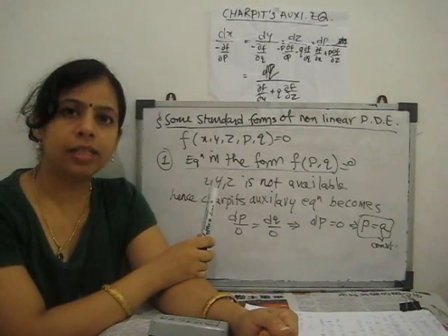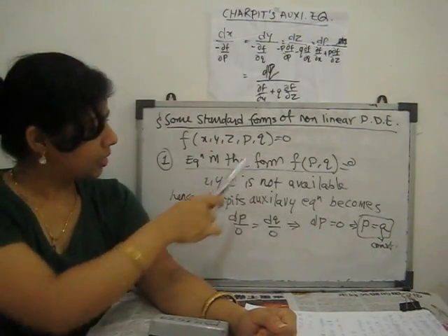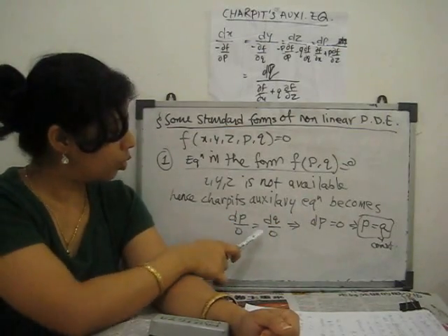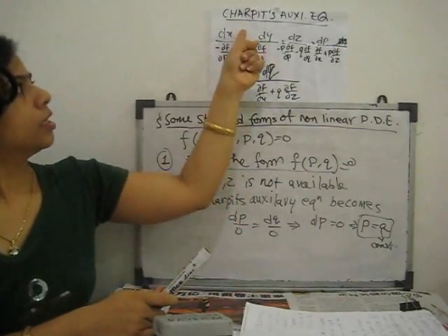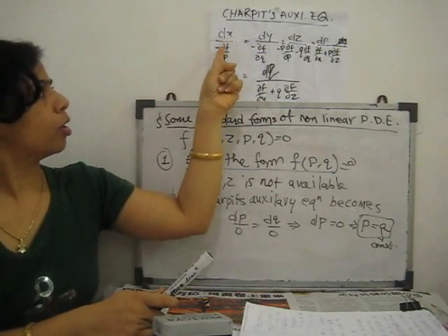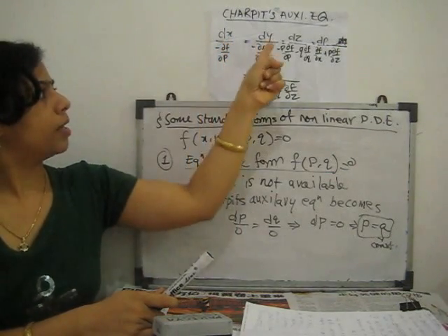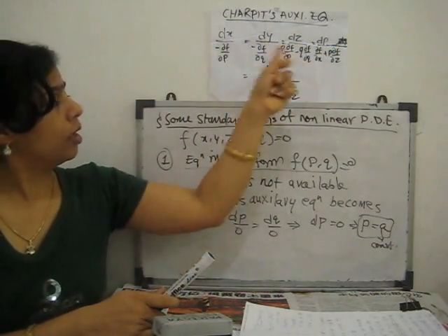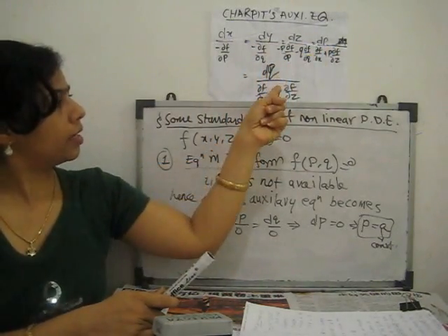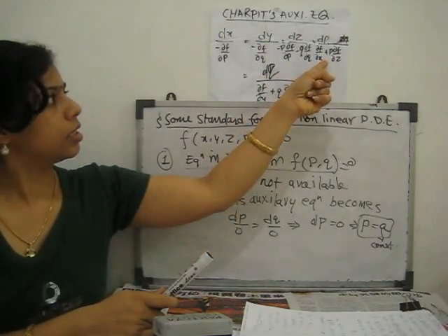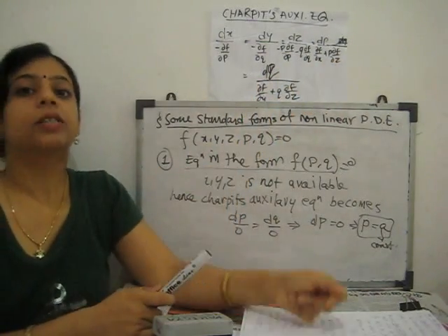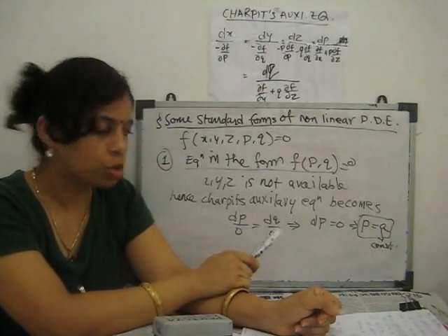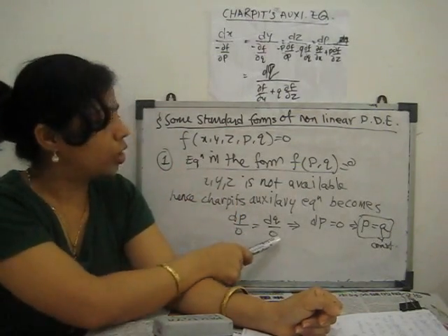So if x, y, z is not available, then we can say Charpit's auxiliary equation becomes dp by 0 and dq by 0. What is this? Charpit's auxiliary equation is dx upon minus del f by del p, and so on. All the other terms are whatever, but dp and dq are going to be 0, because they are the derivatives of f with respect to x, y, z. There is no x, y, z, so the derivative is also 0, so it becomes dp upon 0, dq upon 0.